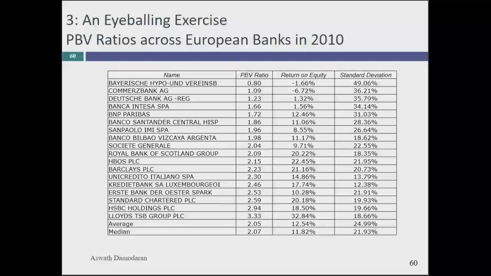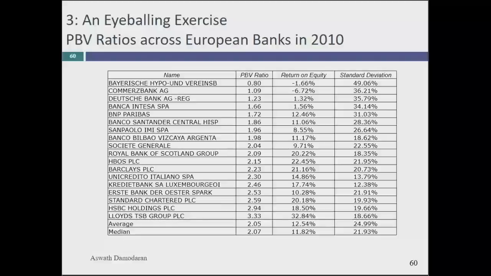So here I have price-to-book ratios for European companies. The second and third columns have the price-to-book ratios, ranging across various companies, including some German commercial banks. Returns on equity are in the second column, standard deviation of the stock price in the third column. I'm going to initially do an eyeballing process, a very simplistic one. I want stocks with low price-to-book, high return on equity, and low risk.